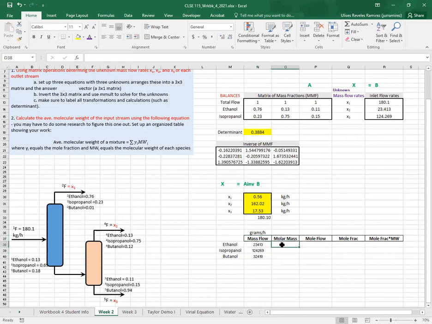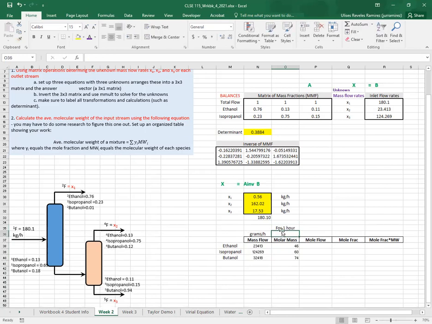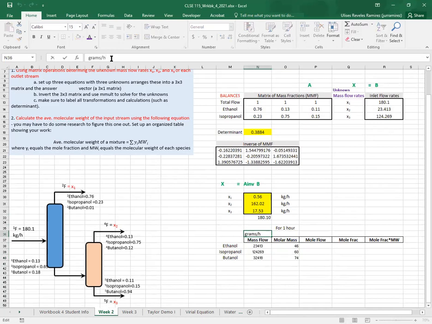Mass in grams. Now you can look up the molar masses: ethanol is 46, isopropanol is 60, and the third is 74. Okay, let's take a base of 1 hour. For 1 hour, how many grams? How many moles? Moles is mass over molar mass. So I can do mass over molar mass. That gives me how many moles per hour.